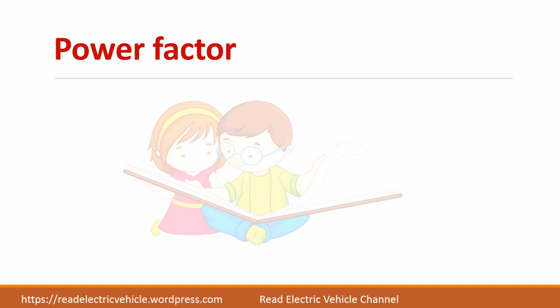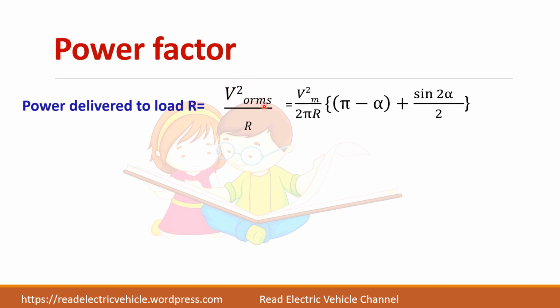Let us see about the power factor. Power delivered to the load resistance R is equal to V square by R. We have calculated what is RMS, so we can calculate the power delivered to the load.